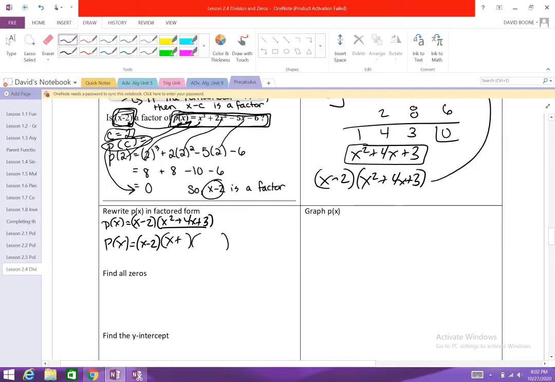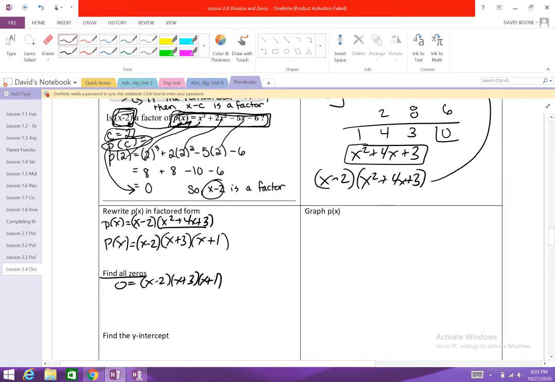So let's say x plus 3 and x plus 1. So now I've got it completely factored. Well, that's nice. I love factored form because it's really easy to find the zeros then, because all you do is set each of these pieces: 0 equals x minus 2, x plus 3, x plus 1.